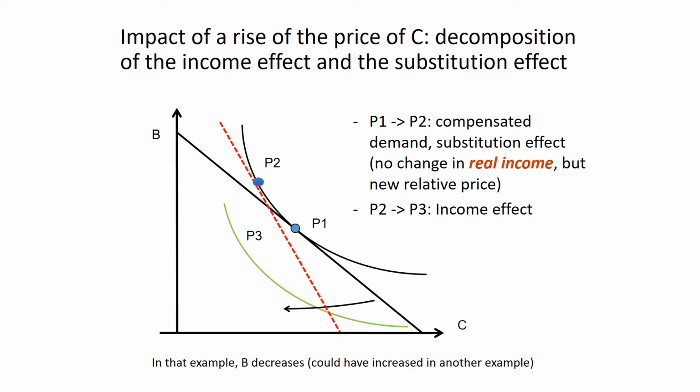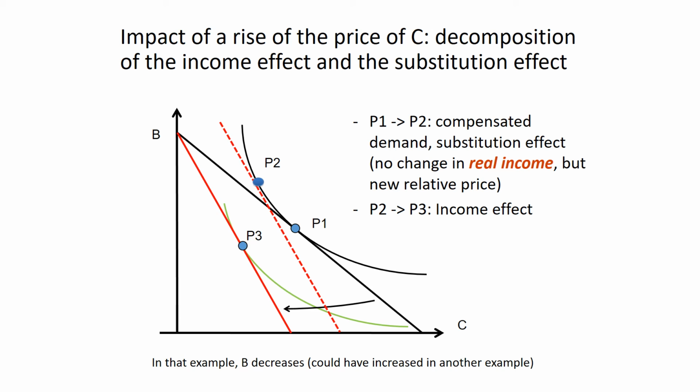But the price of B hasn't changed. So we're going to move from P2 to P3. That's going to help us draw the new budget line. The new budget line has a slope that is equal to the new price ratio. So the new budget line is that red solid line, which is parallel to the dotted red line. And moving from P2 to P3, that shows the income effect. That shows what happens because we have a drop in purchasing power.